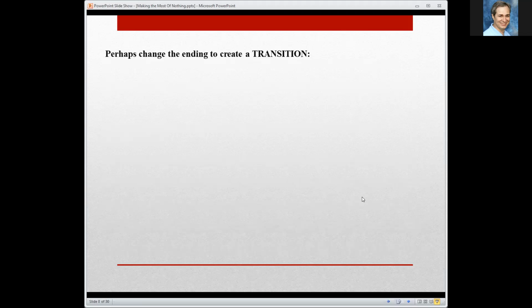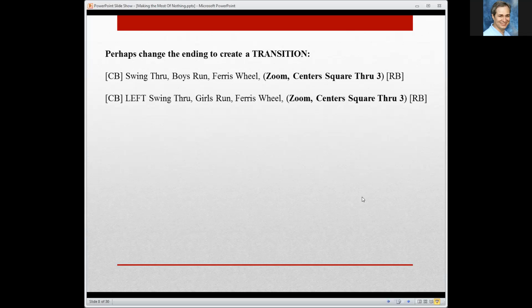So perhaps we can change the ending to create a transition. This is the chicken plucker effect. So swing through, boys run, Ferris wheel. And now we'll do a zoom and have the center square through 3. So we've changed it from a corner box to a right-hand lady box. We're just changing the ending a little to that well-known module. Same thing from the left, same idea.